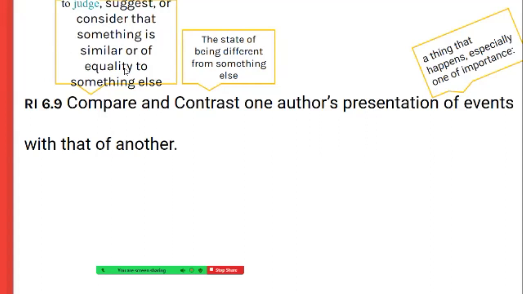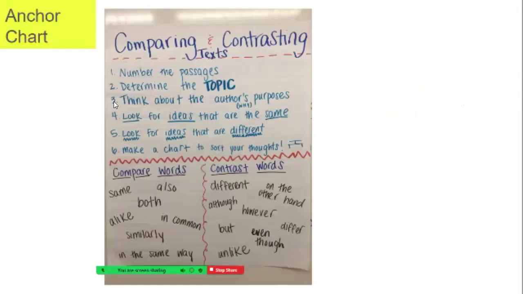So in this standard, all we're doing is to find the similarities and differences between different authors' work and how they present the events that happen in the story. So we're going to be comparing and contrasting two stories, and we're going to look closely at how the authors present the events in the story.